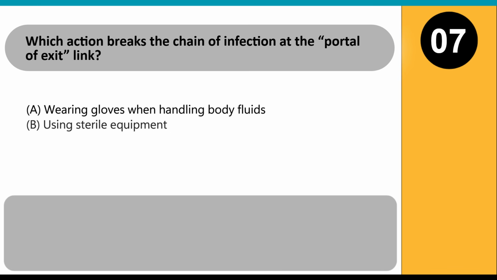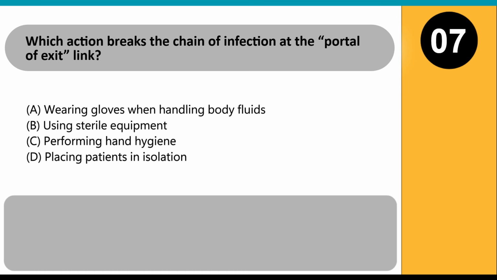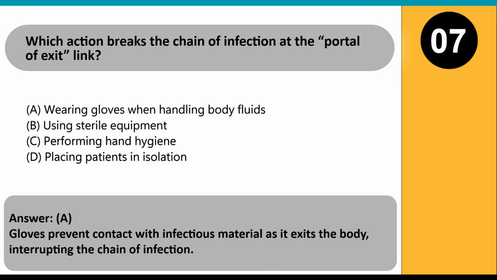Which action breaks the chain of infection at the portal of exit link? A. Wearing gloves when handling body fluids. B. Using sterile equipment. C. Performing hand hygiene. D. Placing patients in isolation. Answer: A. Gloves prevent contact with infectious material as it exits the body, interrupting the chain of infection.